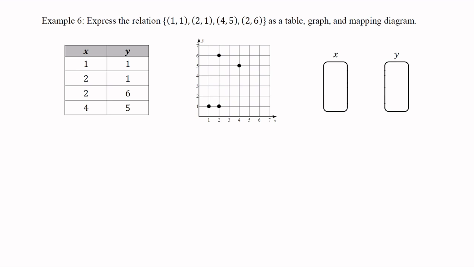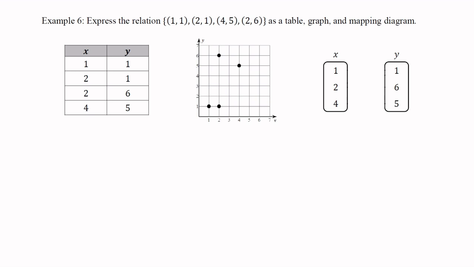For a mapping diagram, we're going to write our x values in the first column, but you only have to write each x value one time. So since we have two x values that are 2, we're only going to write it one time. Same for the y values. We've got 1 being repeated, but we're only going to write it one time. Then we're going to draw our arrows.